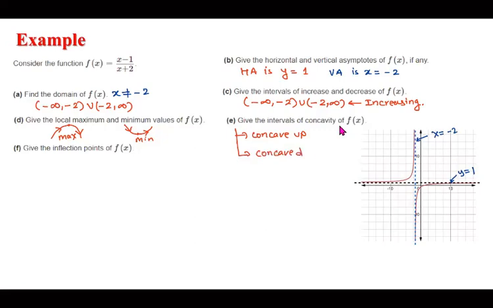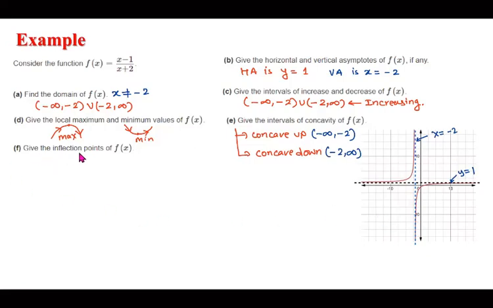So if you look at the graph carefully, this piece of the graph is concave up. Meaning of that is, it is concave up from -infinity up to -2. And if you look at this piece of the graph here, this is concave down, which is from -2 up to infinity, concave down from -2 up to infinity.